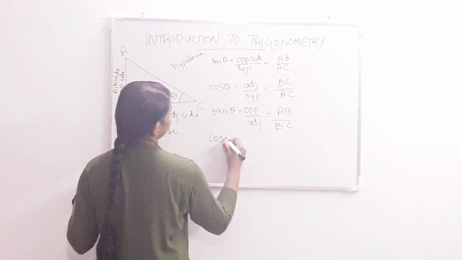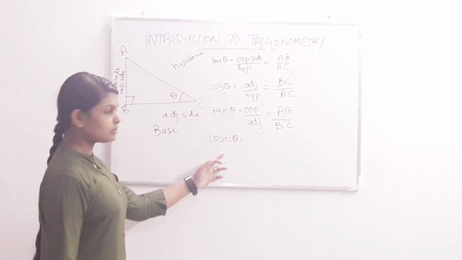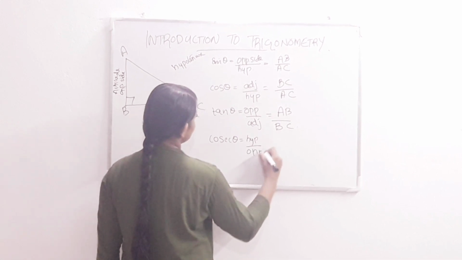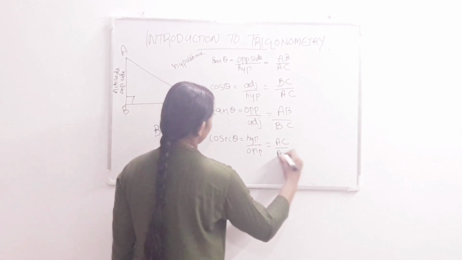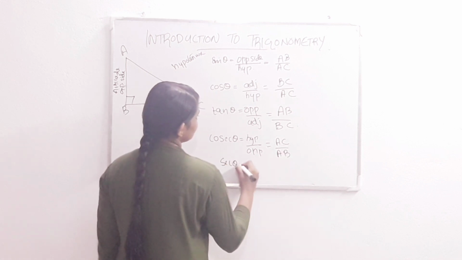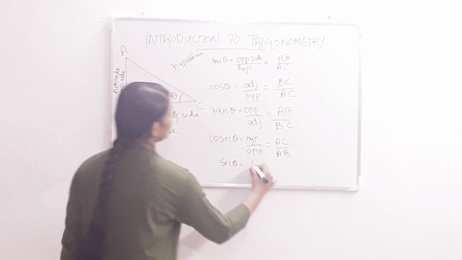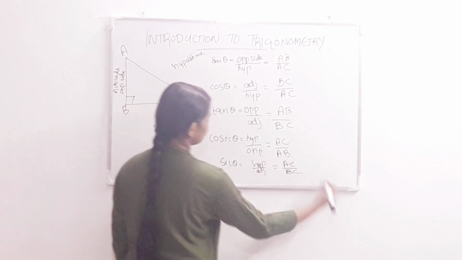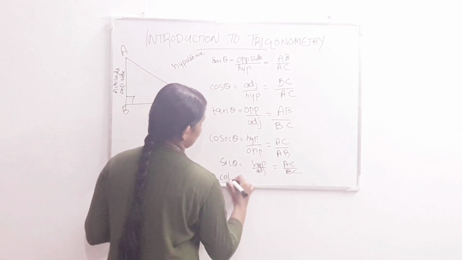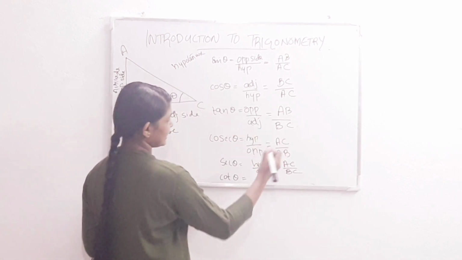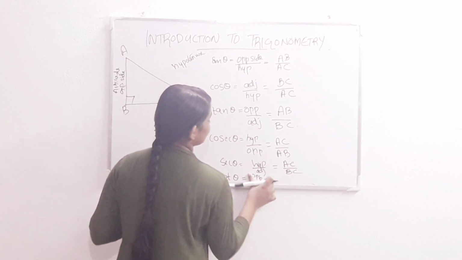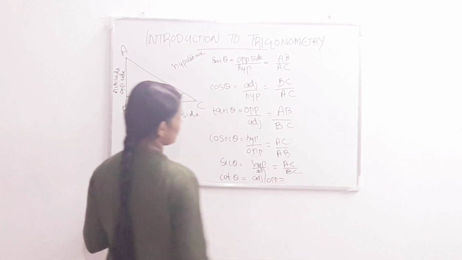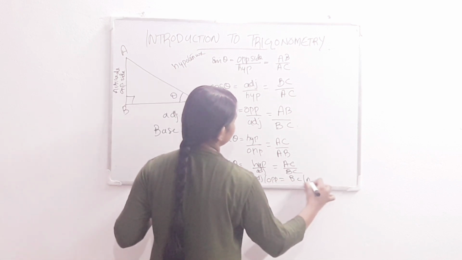Now cosec theta. Cosec theta is equal to the reciprocal of sin theta, that is hypotenuse divided by opposite side. So that is equal to AC divided by AB. Now sec theta. Sec theta is the reciprocal of cos theta, that is hypotenuse divided by adjacent side. So it is equal to AC by BC. Now what is cot theta? Cot theta is equal to the reciprocal of tan theta, that is adjacent side by opposite side. So that is equal to BC by AB.